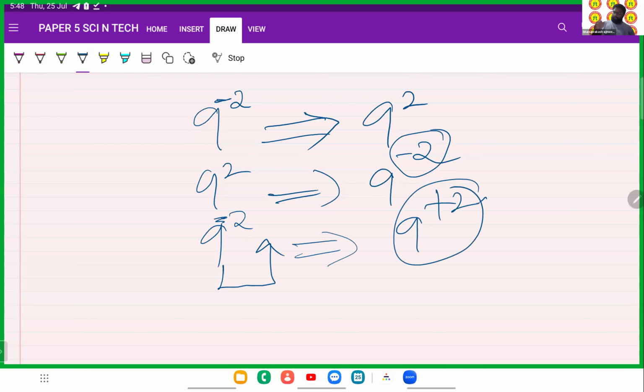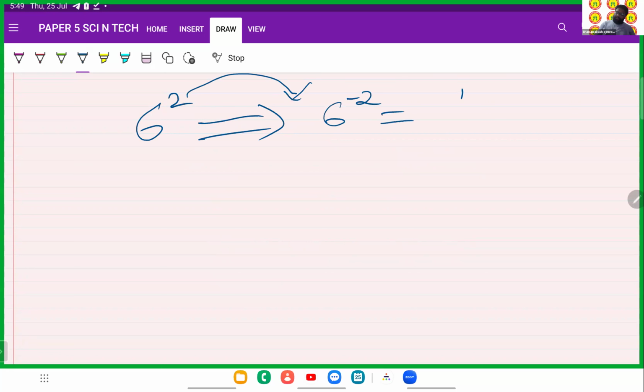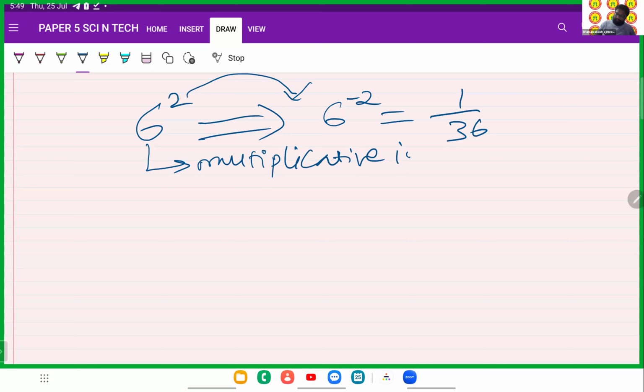If I ask you what is the multiplicative inverse of 6 square, what is your answer? Sai Karthik, please give your answer for this. No, your answer is wrong. Charantej, your answer is wrong. I told you the power should be negative. Simple. So that would be 1 by 36. So this is the multiplicative inverse of 6 square.